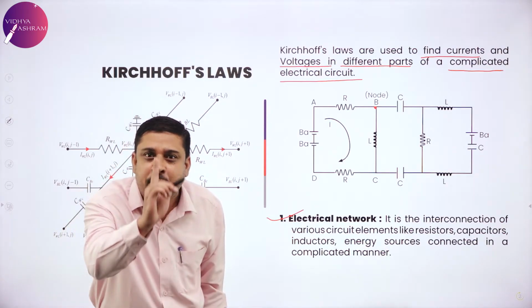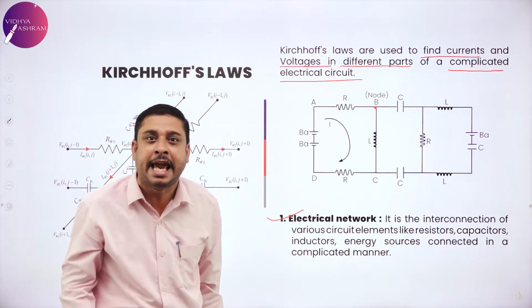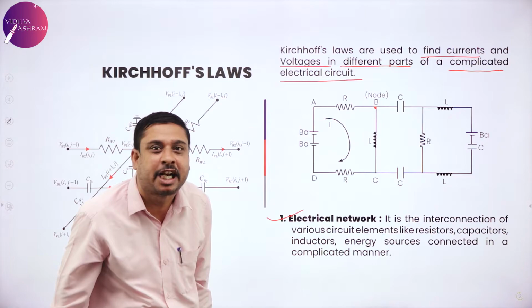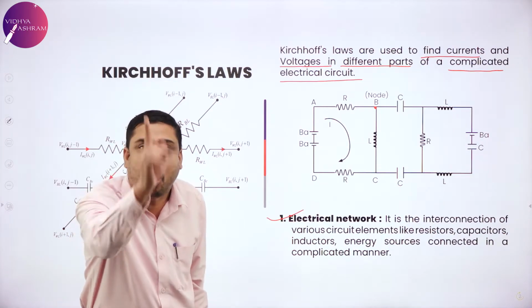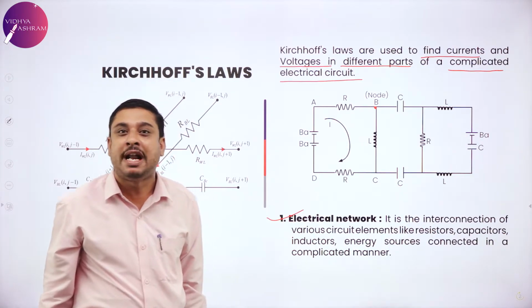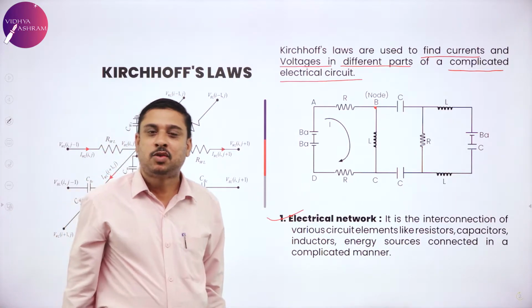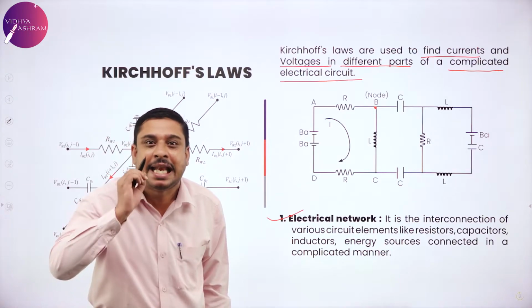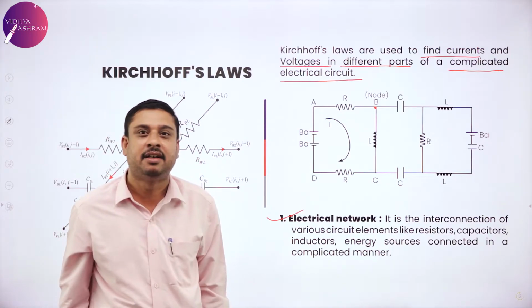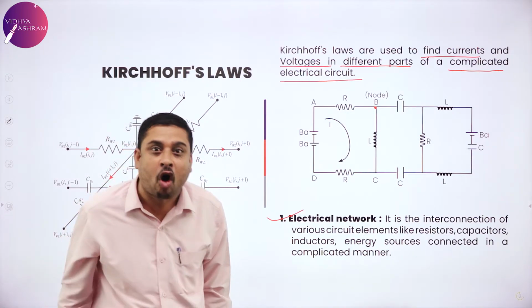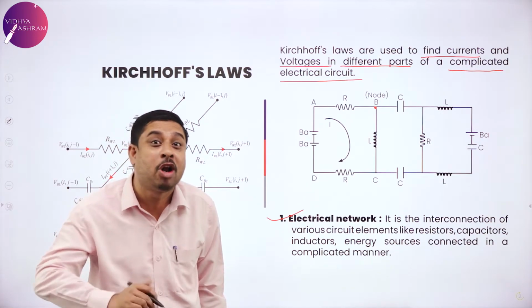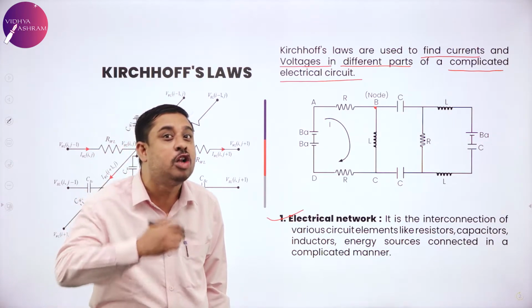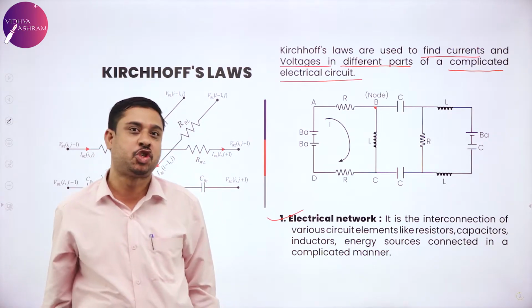At that single point B, I have connected more than one conductor. That point itself is called a node. So my dear students, a node in an electrical network is a point where more than two conductors are connected, and it is also called a junction.